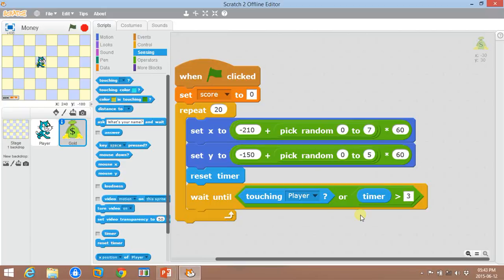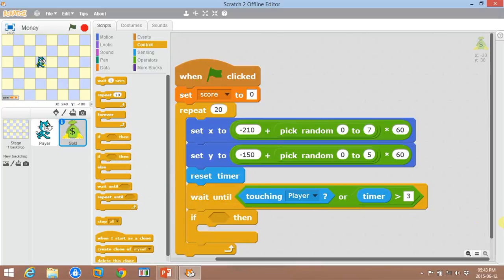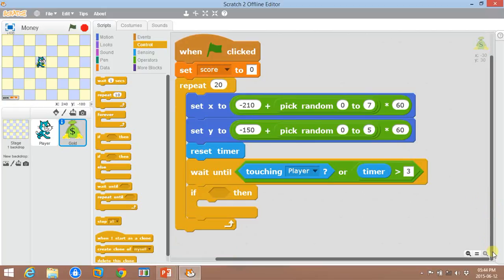Okay, now what do we need to do? What happens if you touch the gold? It will just bounce somewhere around. Okay, you want your score to do what? You want your score to go up. So we need to do a check. We need to check, are you touching the gold? So we're going to use the if-then control block.